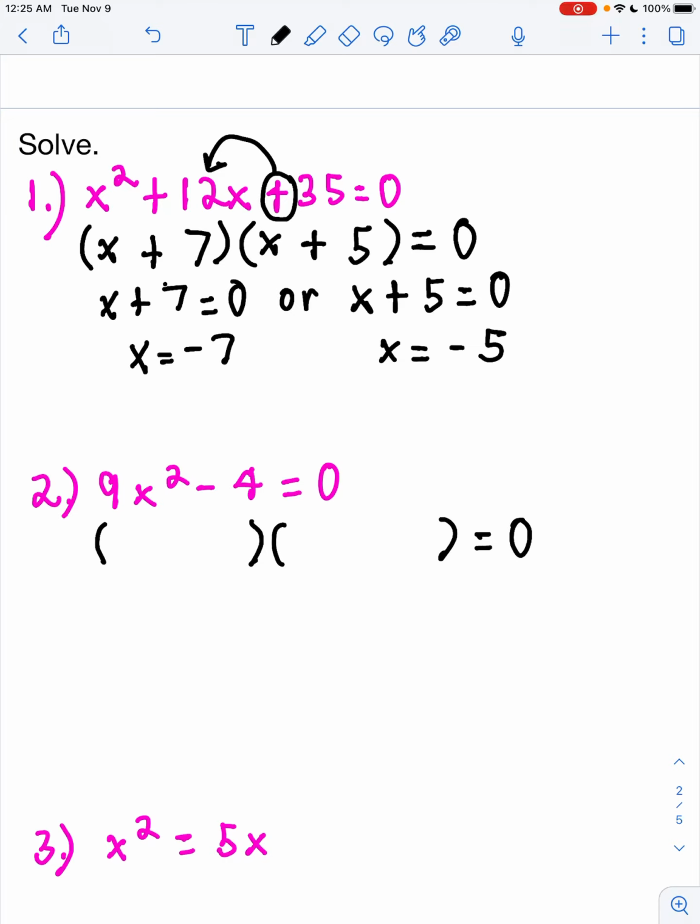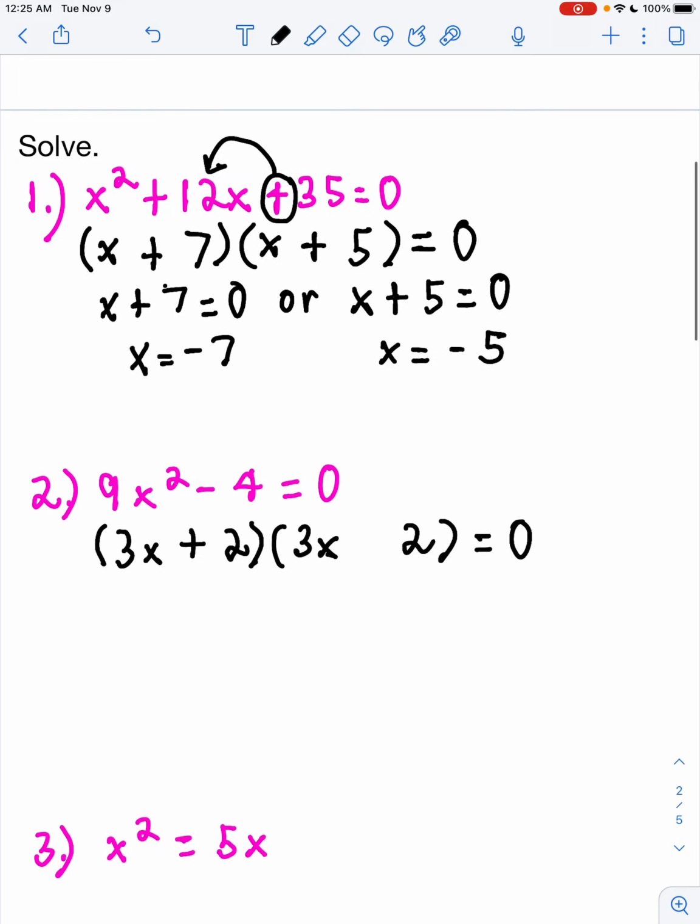In the first positions, we'll put the square root of 9x squared. That's going to be 3x and 3x. In the last positions, we put the square root of 4, which is 2. And one sign has to be plus and the other has to be minus, so that if you do FOIL, the outside and inside products would cancel. You see, the outside product would be negative 6x, and the inside product would be positive 6x, so those would cancel, and you'd just be left with the first product of 9x squared and the last product of negative 4, which is what we want.